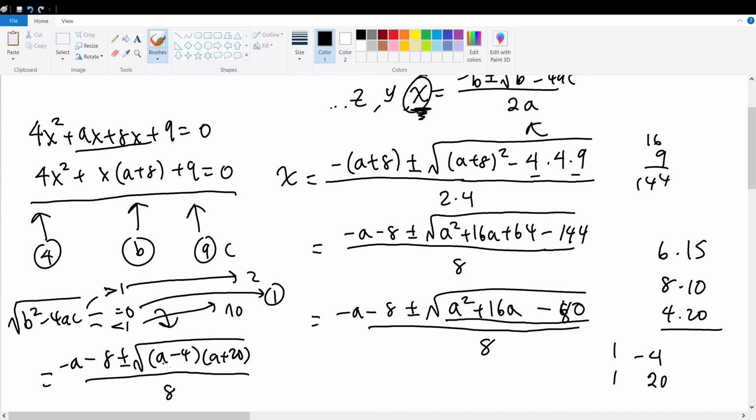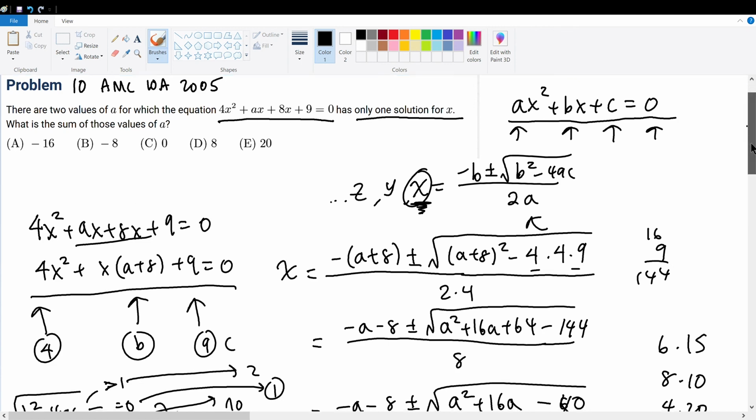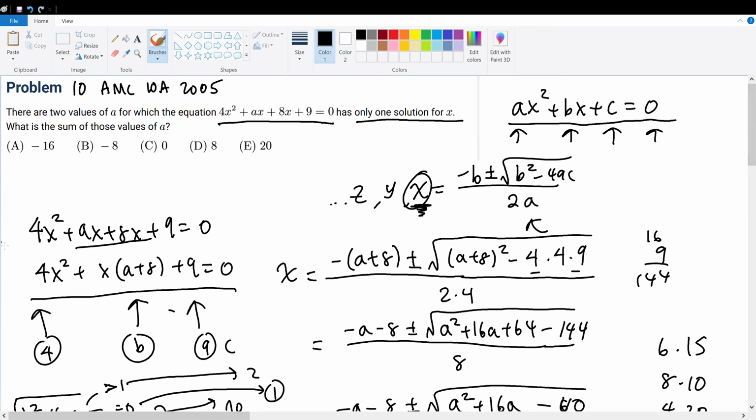So we must set a minus 4 times a plus 20 to be equal to 0. And what values make this 0? a is equal to 4 and a is equal to negative 20. And can both of these situations work? Well, if we scroll up, we want to find one solution for x. What is the sum of those values of a? So we have two values of a currently, 4 and negative 20. So 4 plus negative 20 gives negative 16. So we can scroll up and see if there's a choice for negative 16, and there is indeed a choice for negative 16. So our solution must be negative 16.